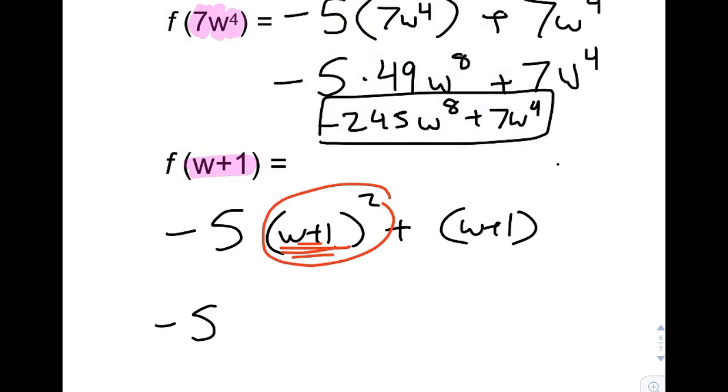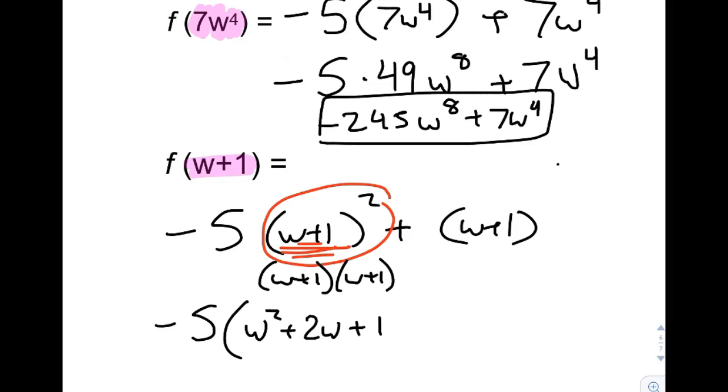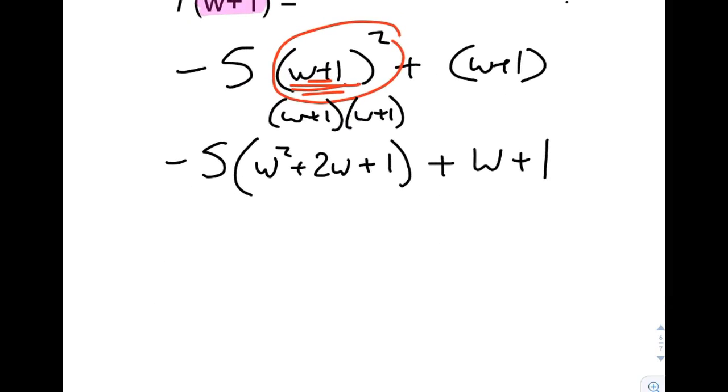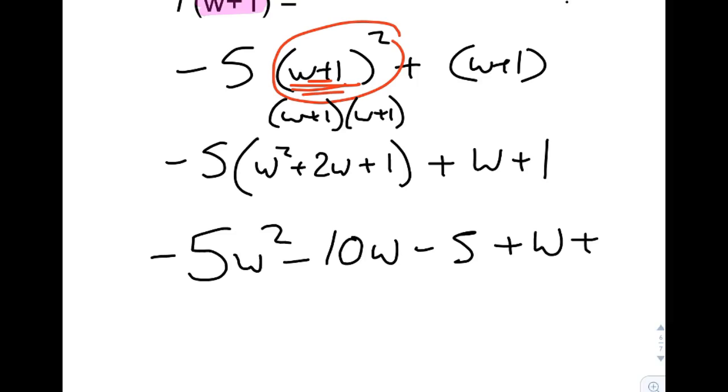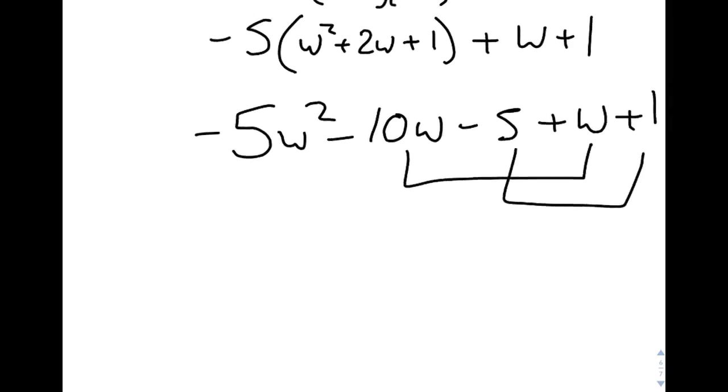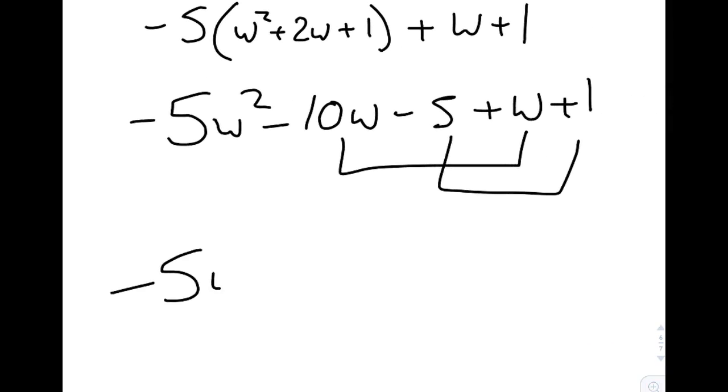So the first thing that you do is leave the negative 5 up front, recognize that this is w plus 1 times w plus 1, and you can FOIL or use the box method. You end up with w squared plus 2w plus 1, and then finally over here we still have plus w plus 1. Now I'll distribute the negative 5, and start simplifying. It's negative 5w squared minus 10w minus 5 plus w plus 1. Combining like terms, here and here, gets us to our final answer, negative 5w squared minus 9w minus 4.